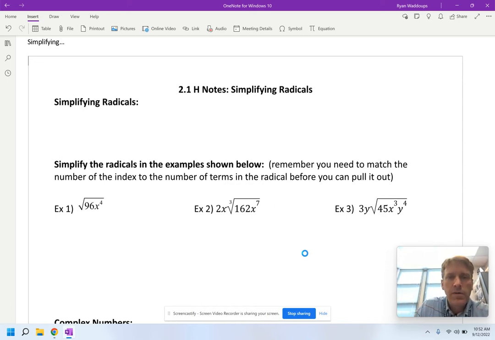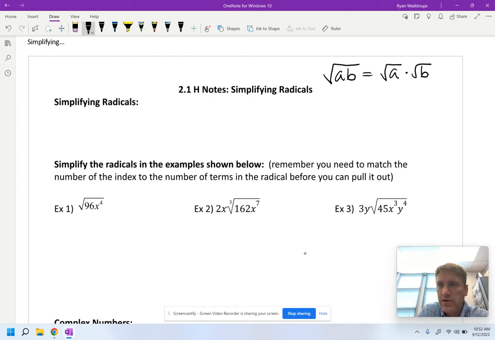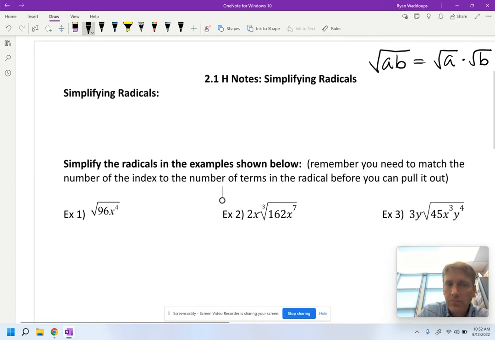One of the things that will be important is a property of radicals that says that if I have the square root of a times b, that's equal to the square root of a times the square root of b, and so we can consider separate factors separately.